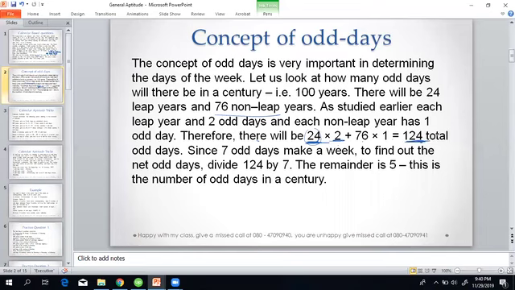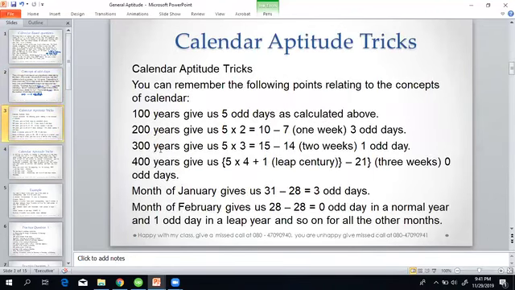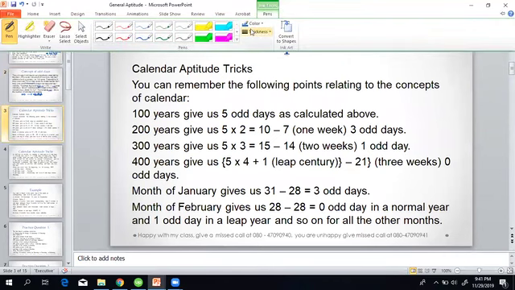So 24 multiplied by 2 plus 76 multiplied by 1 gives 124. Now again, 124 divided by 7, because 7 days make a week, gives the remainder 5. So in a century there are 5 odd days. In 100 years there are 5 odd days.